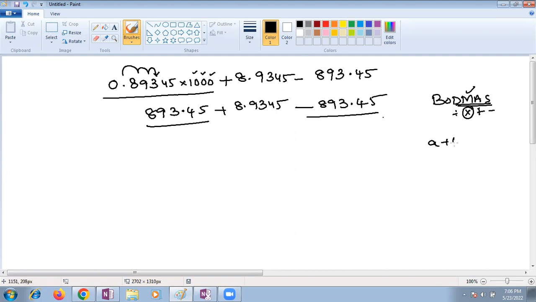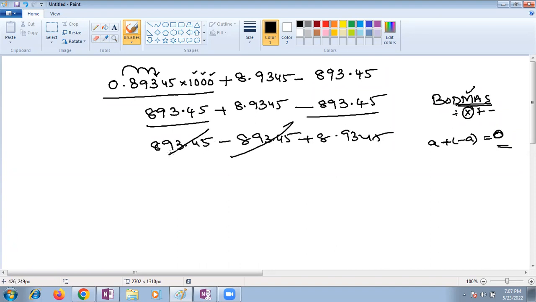A and minus A together make how much? The additive identity, zero. Yes, very good. These two together make zero, so I can neglect them. Or if you have any doubt, you can write it: 893.45 minus 893.45 makes 0, plus 8.9345. These both get cancelled and only the answer part, 8.9345, remains. Like that, by looking at some questions, you can answer them.